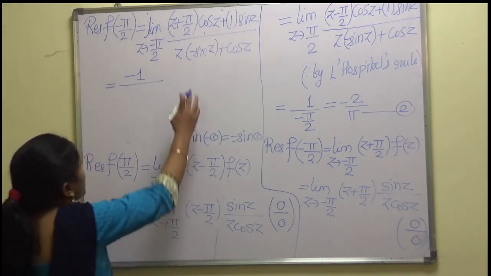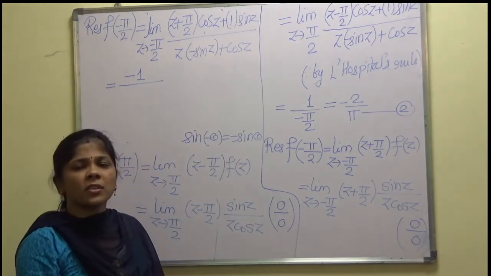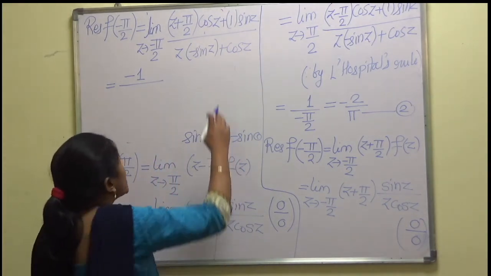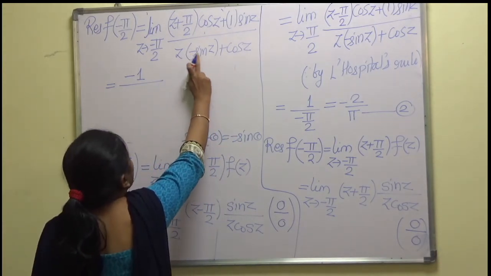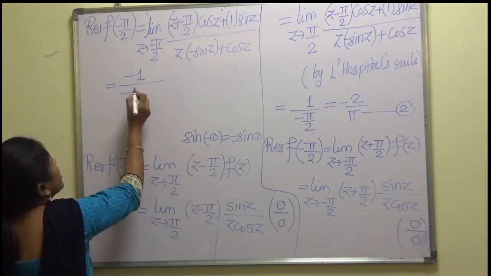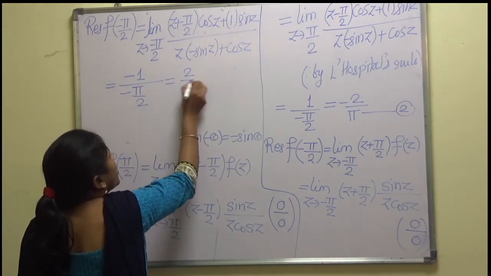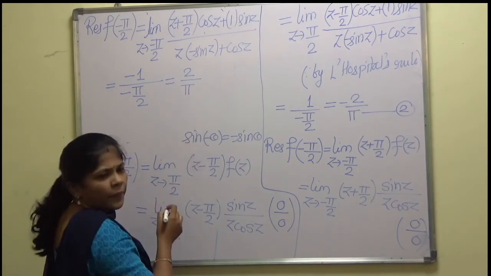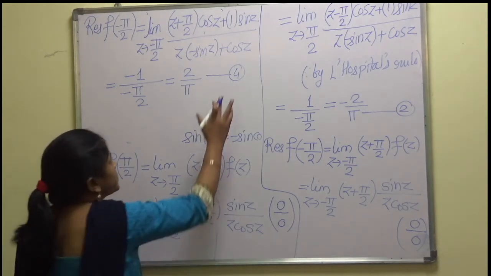Now the denominator, cos of minus pi by 2 is the same as cos pi by 2. So that is 0. So this term is 0. Now here, minus pi by 2 minus of this, so what will it be? It will come out to be minus pi by 2. So in this way what we get? We get 2 pi. Call it equation number 3.